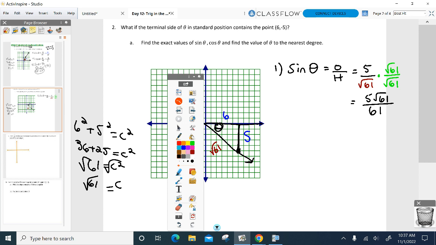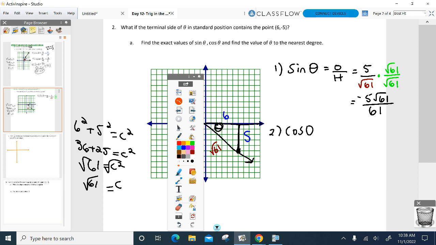Guys, what quadrant are we in? 4. What did we learn yesterday if I'm in the 4th quadrant about the sine value of any angle? ASTC, all students take classes. What do you know about the sine value in the 4th quadrant? Always negative. So guess what? I got to pop a negative sign on. That is the toughest part about this right now, is remembering what quadrant you're in and if the answer should be negative or positive. Everyone understand why I flopped the negative sign on there? 4th quadrant, sine's negative. Next, cosine.